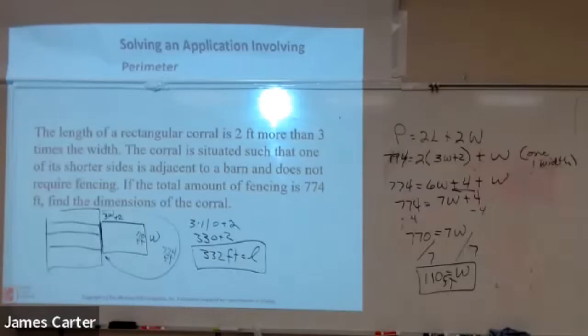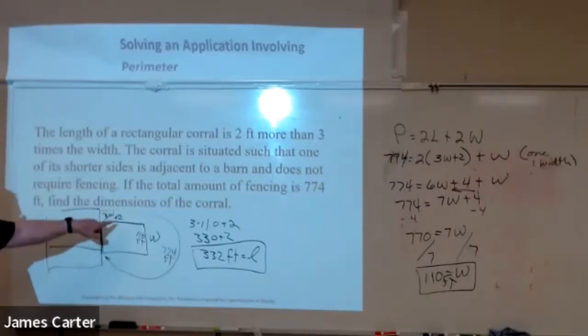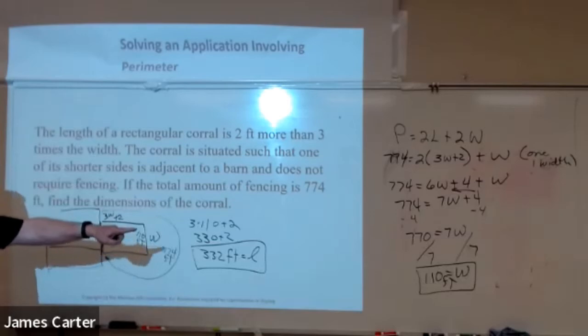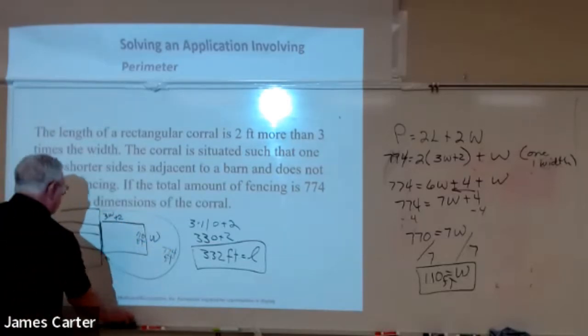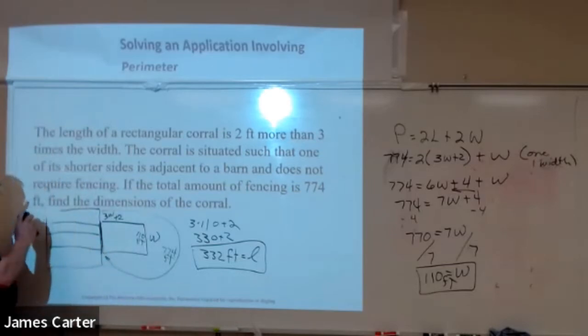Question about how you do that? Yes. So just to clarify, you just took the answer from W and put it into the W plus 2. Because this is a comparative length, we take that width and substitute it in. Okay. Can I erase?